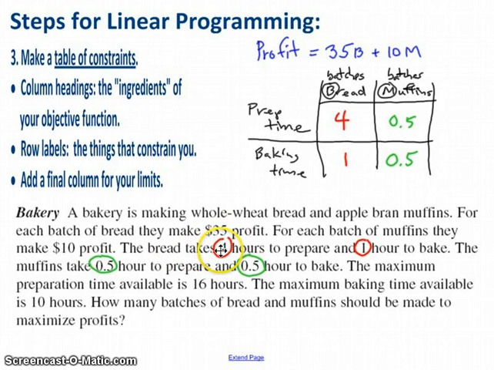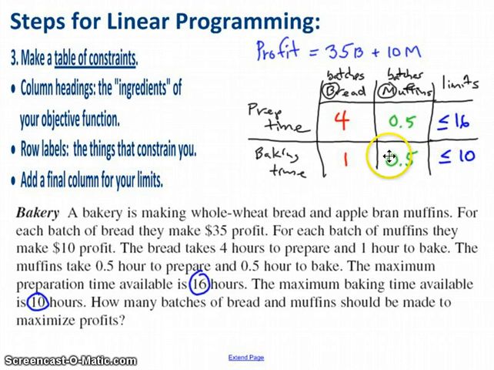You then can plug in the values to fill out this table. It takes 4 hours to prepare and 1 hour to bake the bread. It takes half an hour to prepare and half an hour to bake the muffins. So filling those in, you're now ready for this last column that I mentioned here. You've got to add a final column for your limits. And what are those limits?